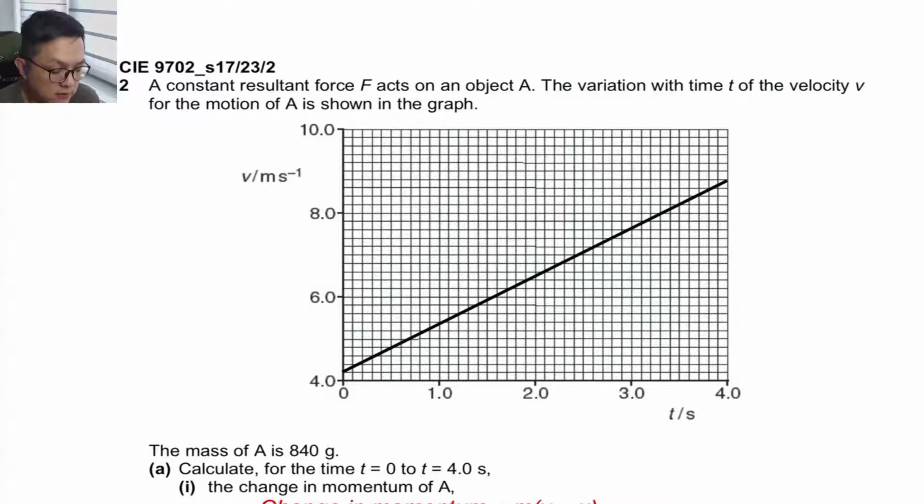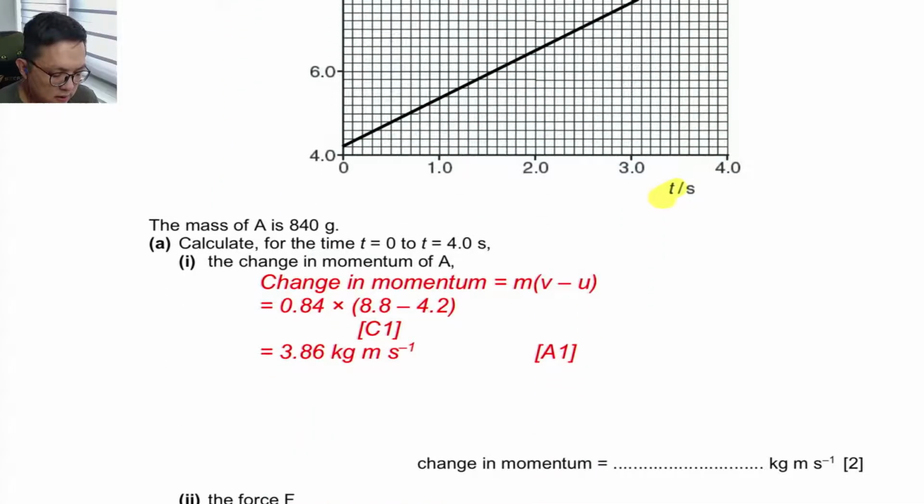You have a constant resultant force acting on an object A. Variation with t of the velocity v for the object A is shown in the graph below. So again, you mark out some of the terms that are important to you first. You're going to have a constant resultant force acting on object A. You're given the vt graph again, so this is v and this is t. And realize that this is a constant gradient, right?